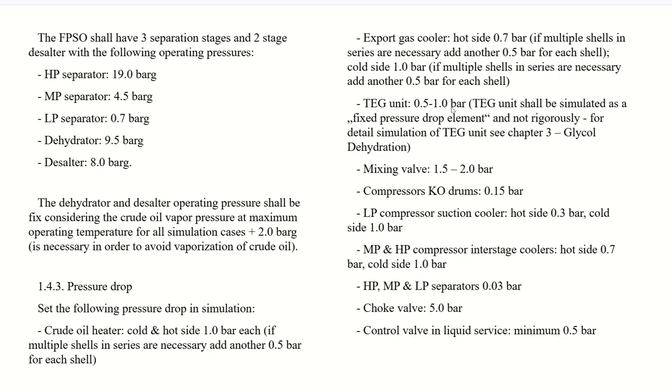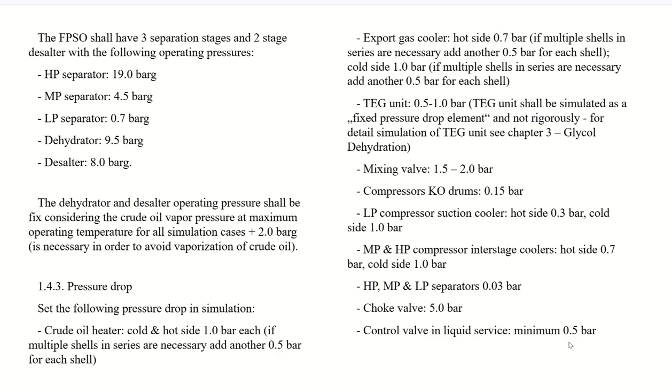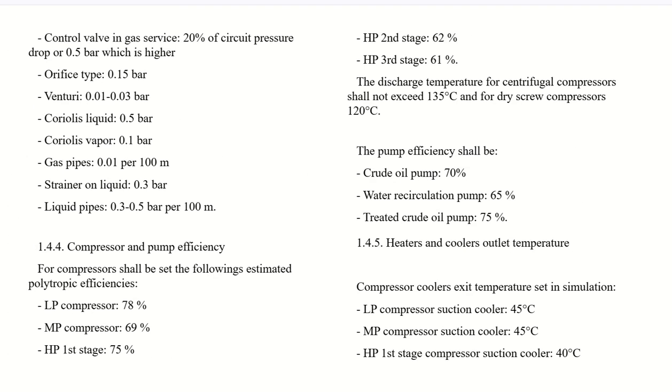compressor duties are set, compressor powers are set, and accordingly you can do a simulation. Take unit 0.1 to 0.5 to 1 bar, export heater 0.7, LP compressor suction 0.3, HP to LP 0.03 pressure drops, basically choke valve 5 bar, and then control valve in liquid side service 0.5 bar. Typical pressure drops as shown here.